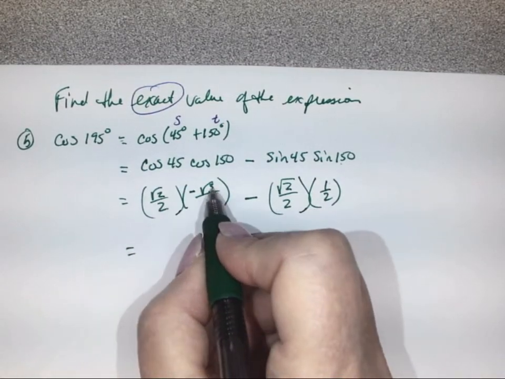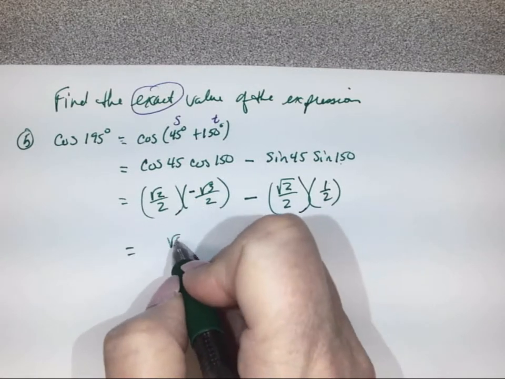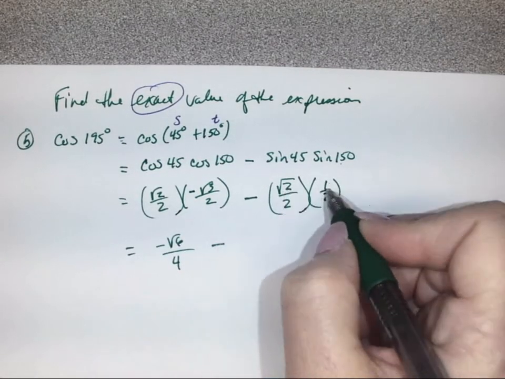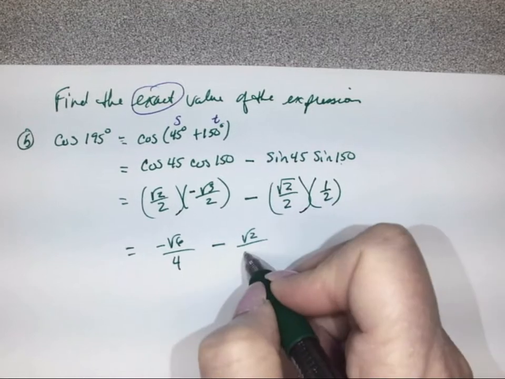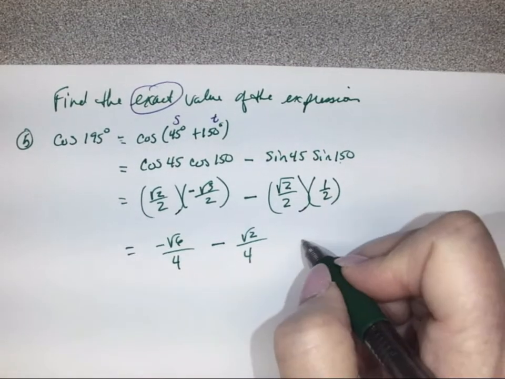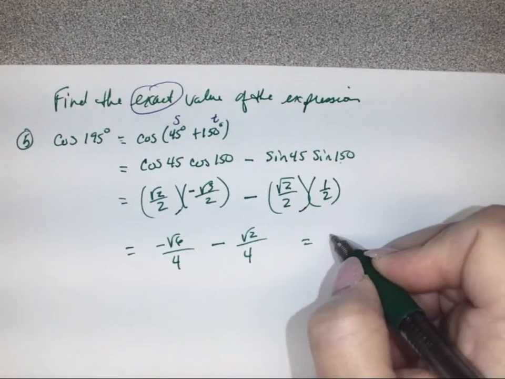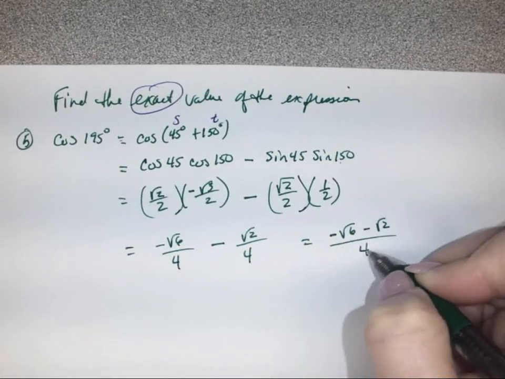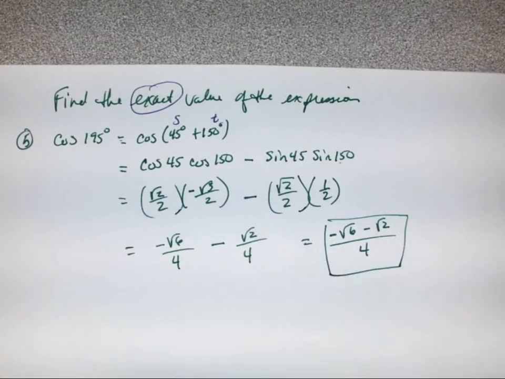So square root of 2 times square root of 3 will get us the square root of 6, that is negative, over 4, minus square root of 2 times 1 over 4, and then we can rewrite this as negative square root of 6 minus square root of 2 all over 4. And that would be your final answer. And that is writing it in terms of exact values that we know from our unit circle.